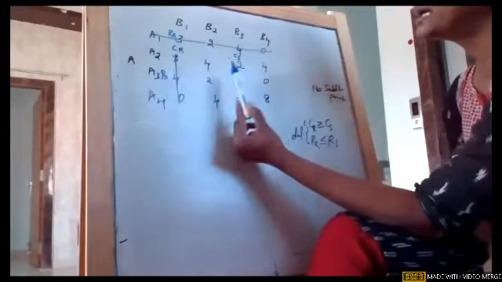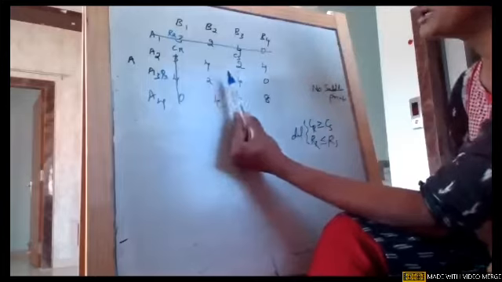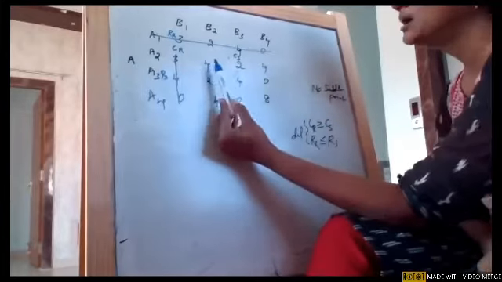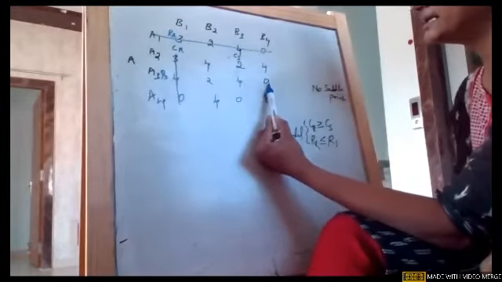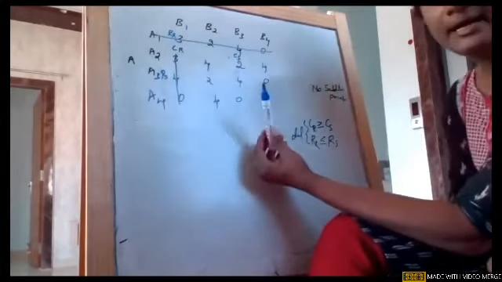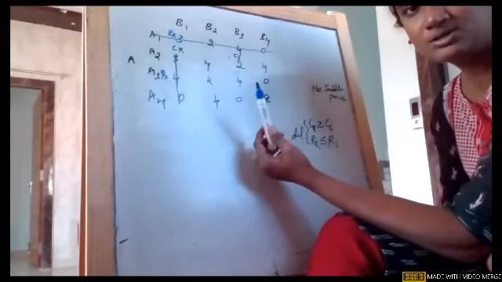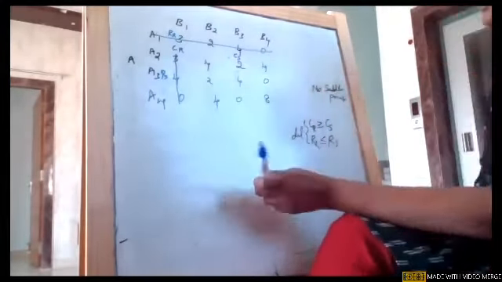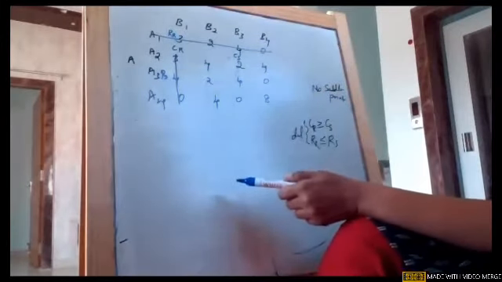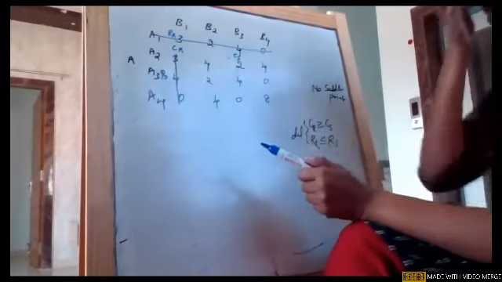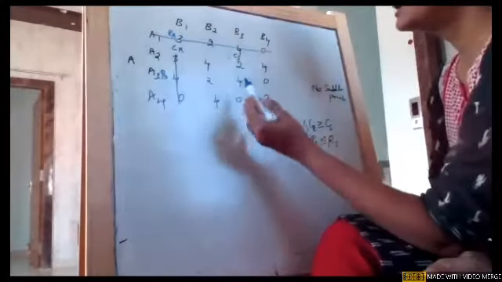4 is greater than 2, but 2 is less than 4. So first column and second column, no. 4 is equal to 4, 2 is greater than 0, but 4 is less than 8. So on this also, I can't apply. Now what will I do?